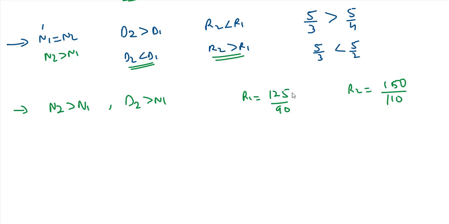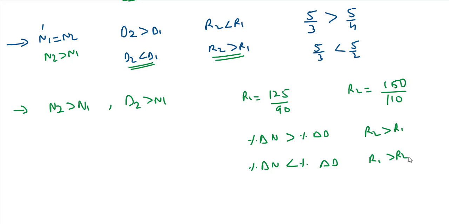We'll find the percentage increase in the numerator and the percentage increase in the denominator. If the percentage increase in the numerator is more than the percentage increase in the denominator, then R2 will be greater than R1. And if the percentage increase in the numerator is less than the percentage increase in the denominator, then R1 will be more than R2.